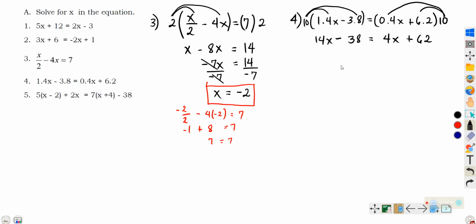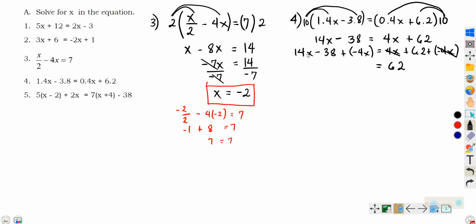Pwede na natin ngayon gamitin yung APE. Okay? Para itong 4x mapunta na sa left, yung negative 38 mapunta na sa right. Unahin natin yung 4x. So, magiging 14x minus 38. So, ang opposite ng positive 4x ay negative 4x. So, mag-a-add tayo both sides by negative 4x. Ayan. So, cancel na natin yung nasa right side. Maka-cancel na yan. Ang matitira na lang ay 62.